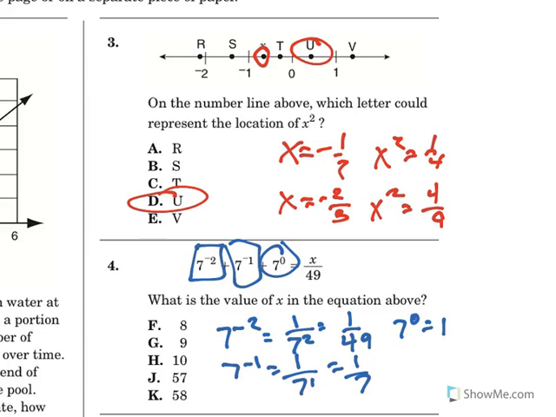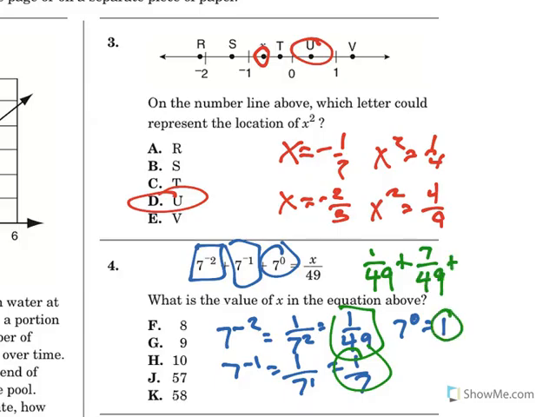So we want to know how many 49ths this would be, so we're converting everything into a common denominator. I've got 1 out of 49 plus 1/7, which is 7 out of 49, plus 1, which is 49 out of 49, and that's going to be 57 out of 49. That should be pretty straightforward there. So that should be choice J.